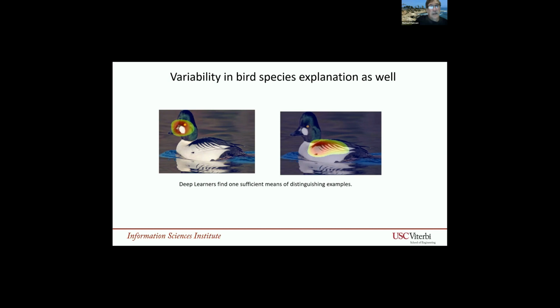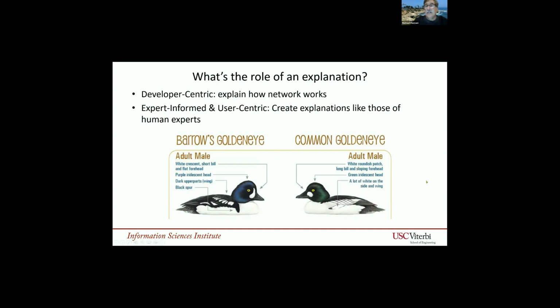But this leads us to think we might be able to combine those two images to find several important regions. And in fact, maybe that gets to the question of what's the role of the explanation. One role of explanations is developer-centric, so you can explain how the neural network works and get confidence in that. But what we've been looking at, we're calling expert-informed explanations. We're trying to explain the same way an expert does, and even user-centric, trying to create explanations that users like.